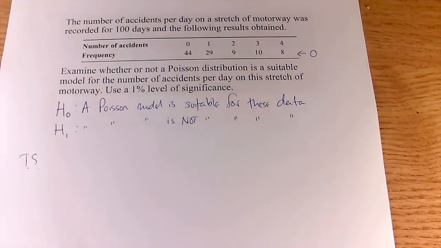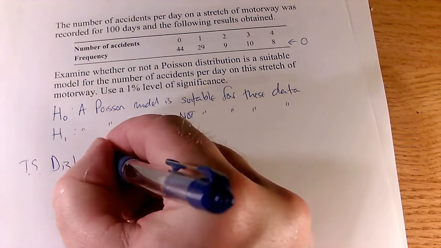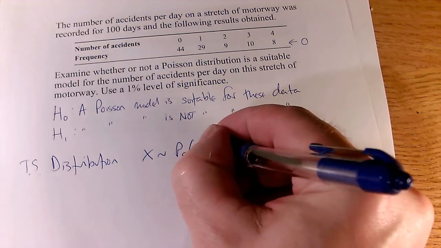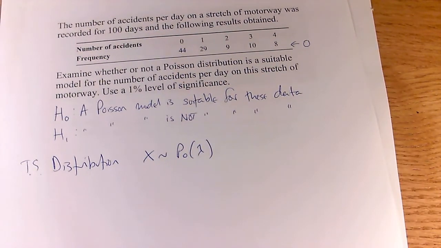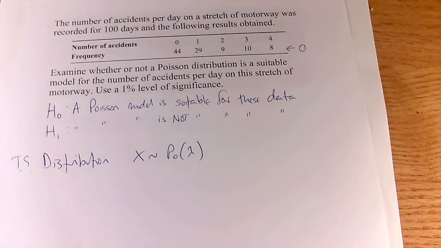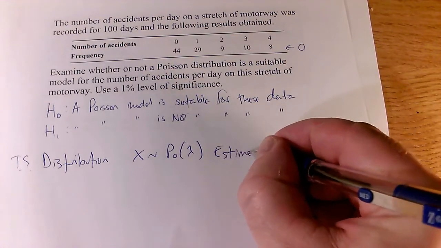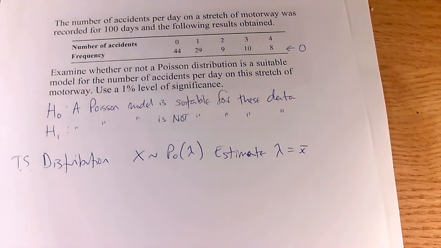I need to start by setting up a distribution. So my distribution is obviously going to be a Poisson one. X is going to twiddle a Poisson, but it's going to be a Poisson with mean lambda. Where do I get my lambda from? Well, I wasn't given a mean, so I have to estimate it from the data. So we estimate lambda from our X bar. Okay, how do I get an X bar?